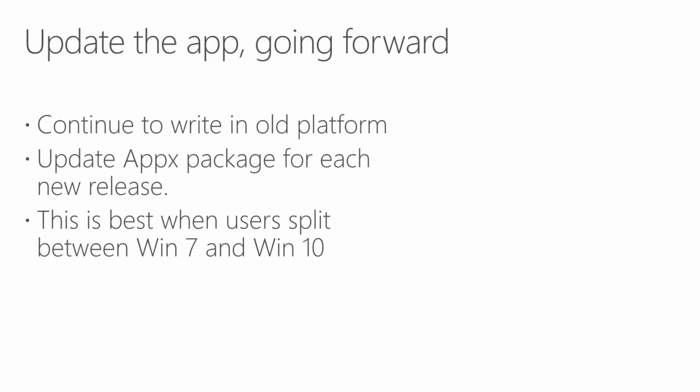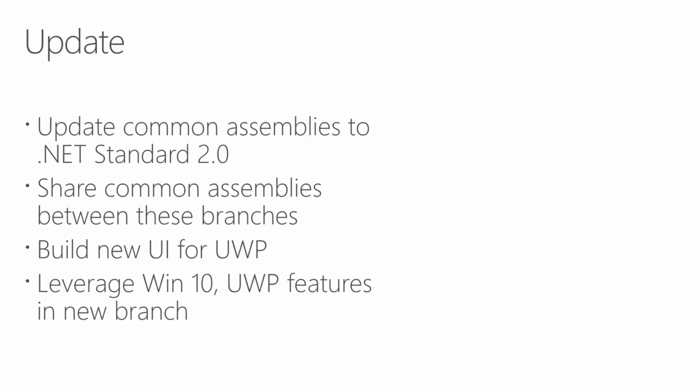Well, it depends. If I still have users that are on Windows 7, they can't use the store. So what I would do in that case is I would write to the old platform. I'd open up the WPF application to make some changes there. I would publish that using my old installer. Then I would go into the desktop converter and I would update my appx package for the new release. And that way I deploy that to the store. Of course, there are other options.